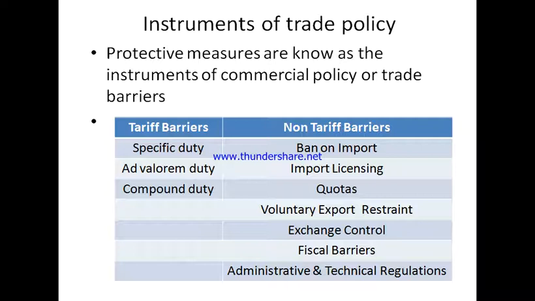But it is good as compared to quota because it is easier to lift, and it does not spoil your political relations also. That's why it is considered good.